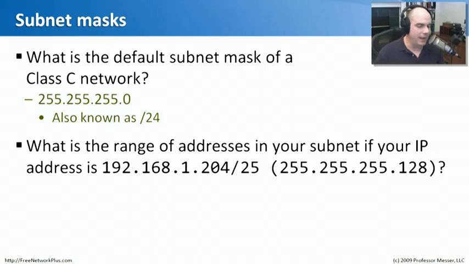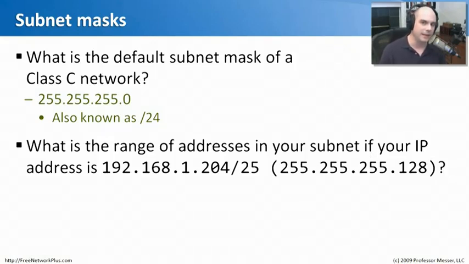Now let's say that we have an IP address of 192.168.1.204 and we have a subnet mask of 255.255.255.128, which means there are 25 bits in this subnet mask. And we need to know what's the range of addresses in this network. Now I'll give you a second. You can pause this and maybe calculate it out.